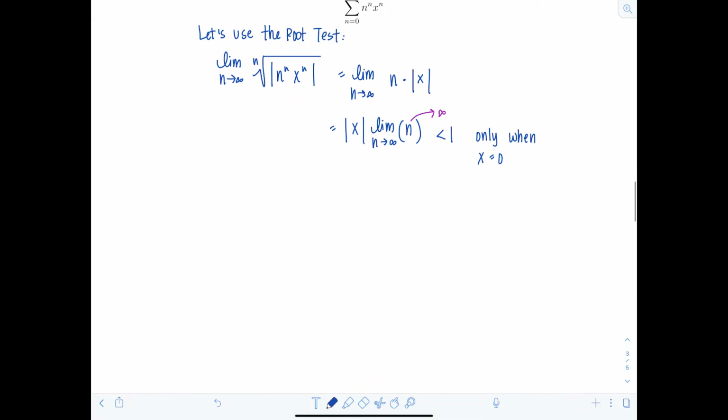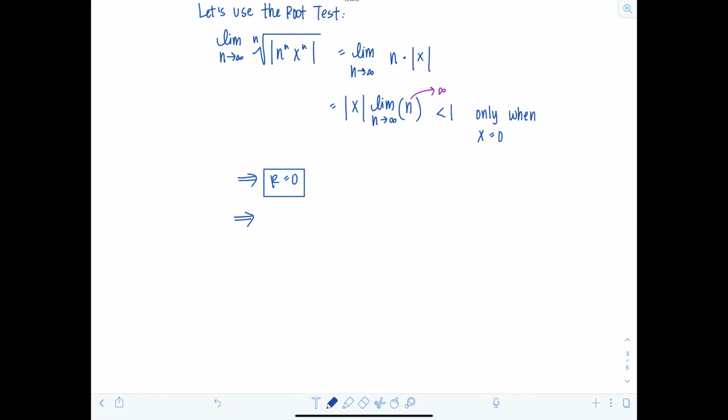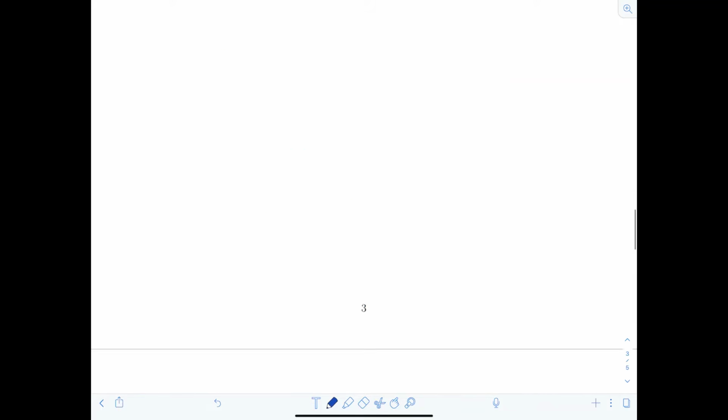So what does that mean? My radius of convergence is equal to 0, and my interval of convergence is actually just a set with one lonely number, 0. Okay, good. Moving on, let's look at another example.